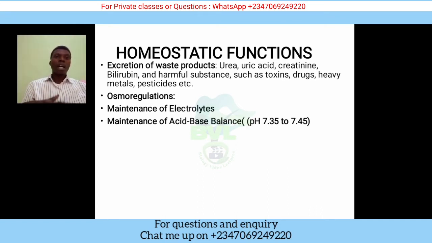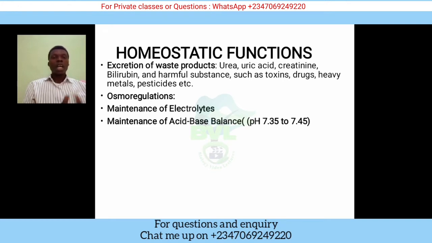Then also maintenance of electrolytes such as sodium, potassium, all those elements that are very important for our well-being. They also help to balance the acid-base level of the body. Because if the acid is too much, the body might become acidic. That will lead to acidosis. Or if it is too basic, it will lead to alkalosis.